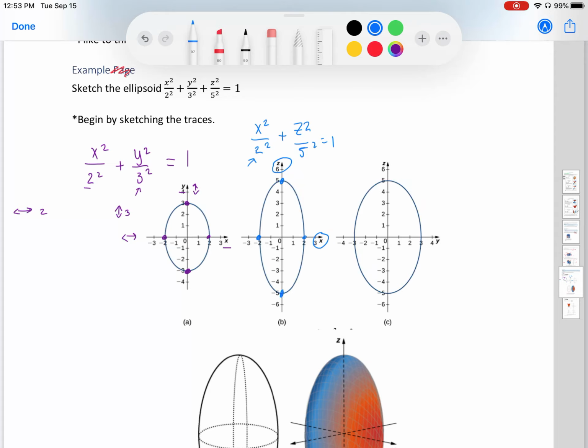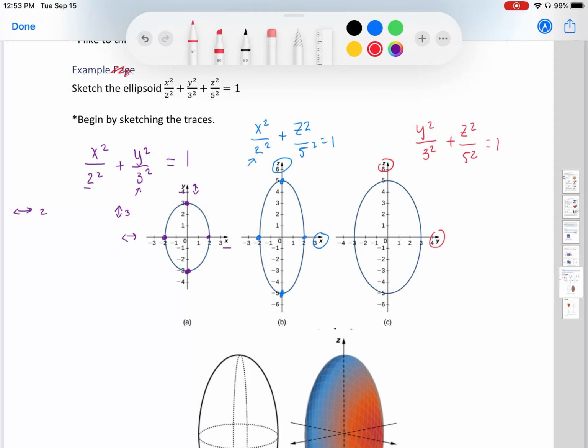And of course, our third trace, which has only the z and y variables, would be made up of no x: y squared over 3 squared plus z squared over 5 squared equals 1.